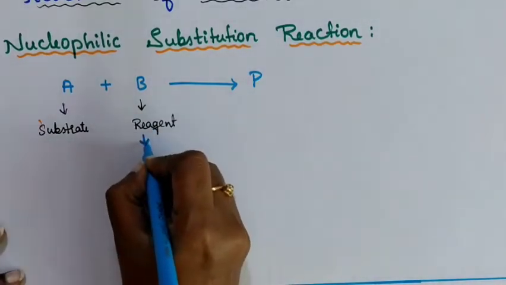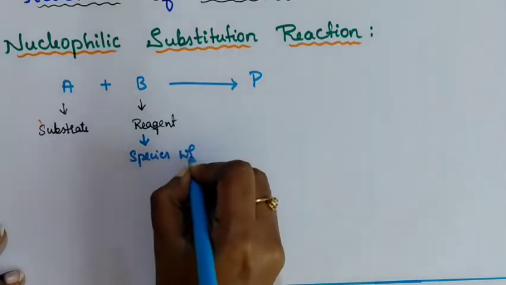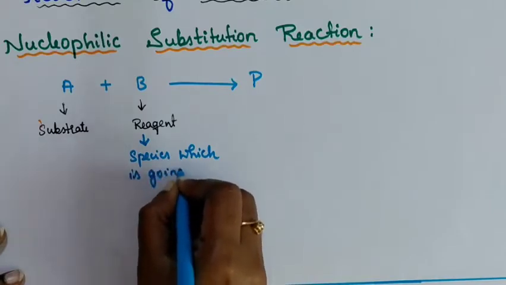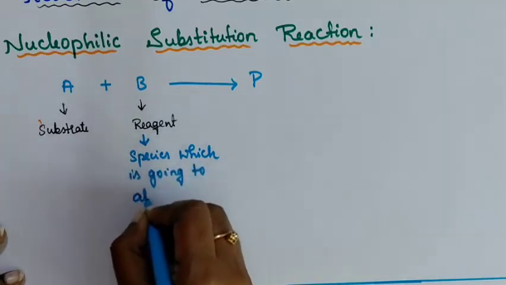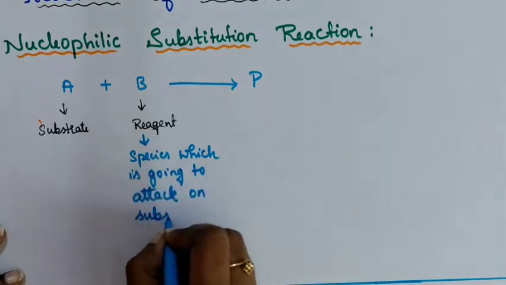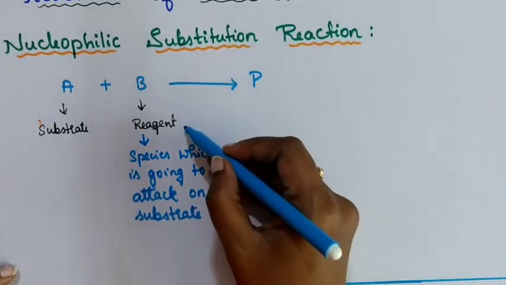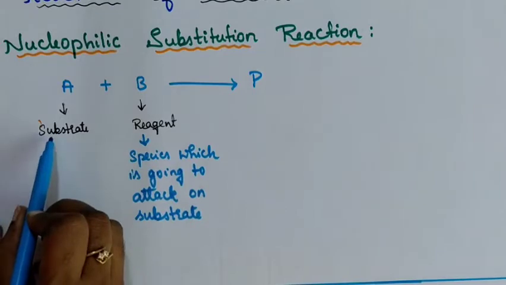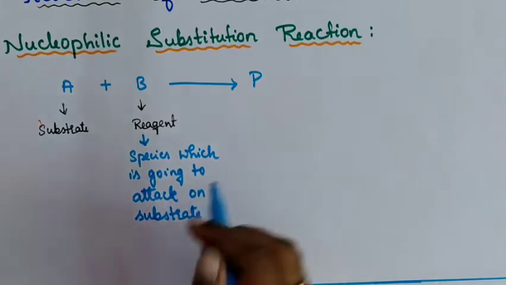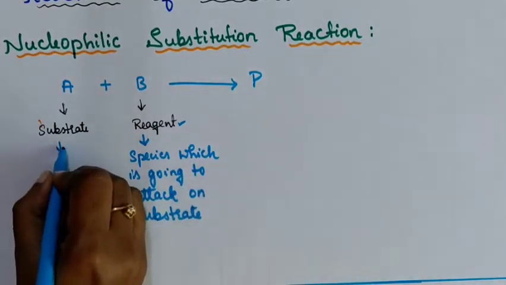Reagent is nothing but a species which is going to attack on the substrate. So when the reaction takes place, reagent is going to attack on the other reactant, that is substrate. The species which is going to attack will be considered as reagent. Okay. And what is substrate now?